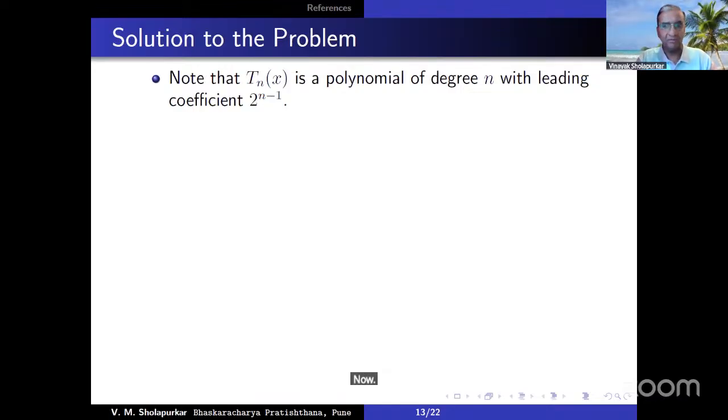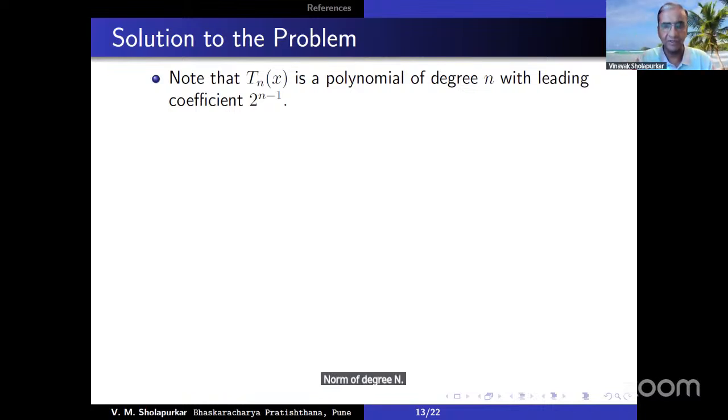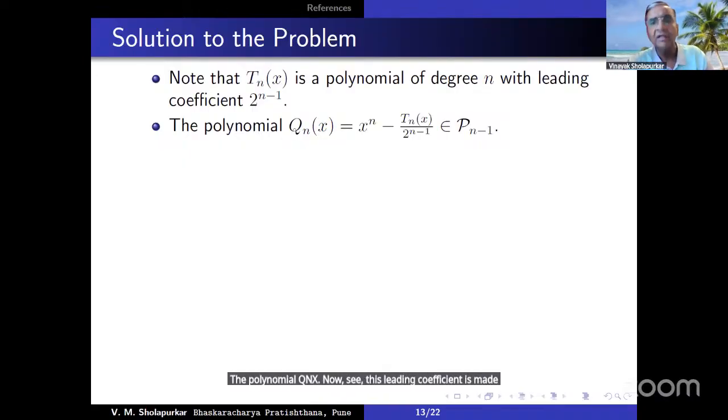Now, the solution to the problem. The problem we posed is finding the polynomial of minimum norm of degree n among continuous functions, in the supremum norm. Okay, so let's see. The leading coefficient is 2 to the power n minus 1, which is clear. Now see, for the polynomial Qnx, this leading coefficient is made 1. So Tn upon 2 to the power n minus 1 has leading term x to the power n. When you subtract, you will get a polynomial of degree at most n minus 1. In fact, you will get a polynomial of degree exactly n minus 1 here. So Qn will belong to Pn minus 1.